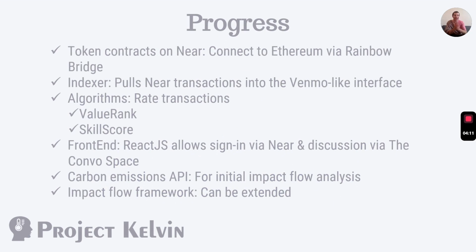We have done so much during this hackathon. We have token contracts on Near. We also have contracts on Ethereum where you can pay tokens and they onboard you directly to our Near contracts. We have an indexer that pulls Near transactions into our Venmo-like interface. Our algorithms are both working. Value rank and skill score, they're both in there in the upvotes and in the impact analysis. On the front end, our React.js allows sign-in via Near and discussion of each transaction via convo.space. We have the carbon emissions API connected right to our impact flow framework, and it's extensible where we can add more impact analyses over time.